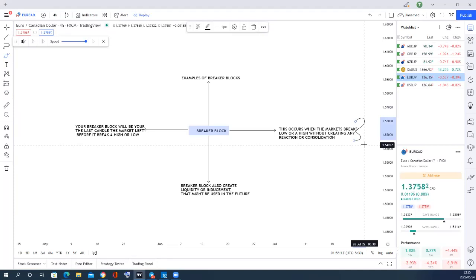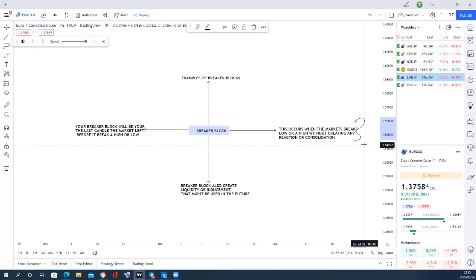without any reaction, you understand? I'm going to show you guys an example of what I'm talking about. Without any reaction, there's a high possibility of the market coming back to test that level again. You understand? So such movement is called a breaker block. A breaker block also creates a form of liquidity or inducement that might be used in future.